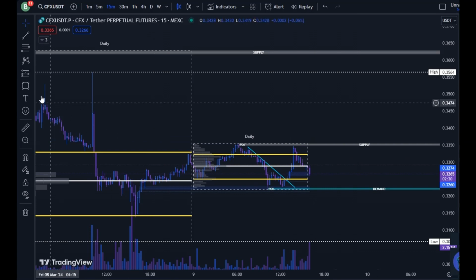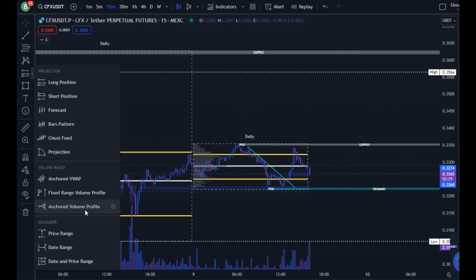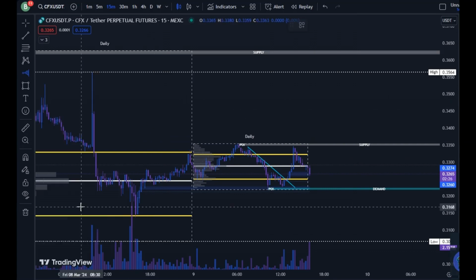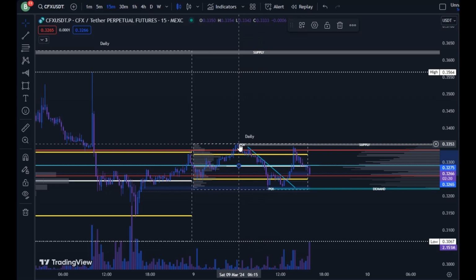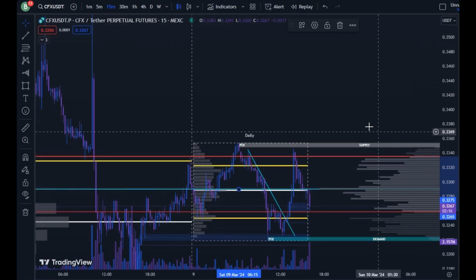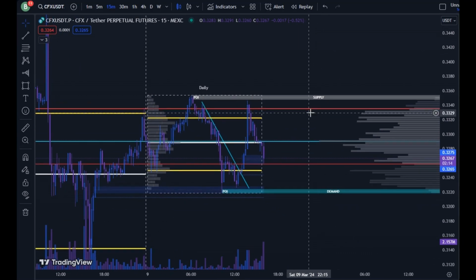You've also got another one here. Anchored volume profile. So anchored volume profile. Say you want it from this point of interest here. Click. There's your volume profile. Value area high. Value area low. Point of control. That's another one to look at.